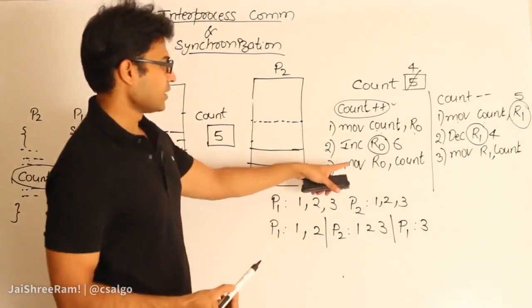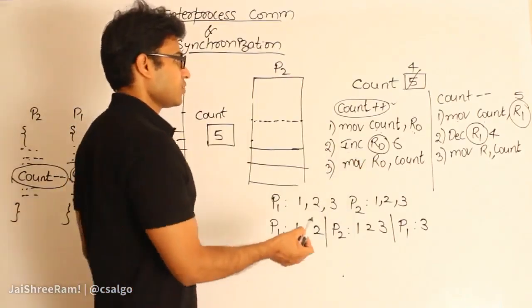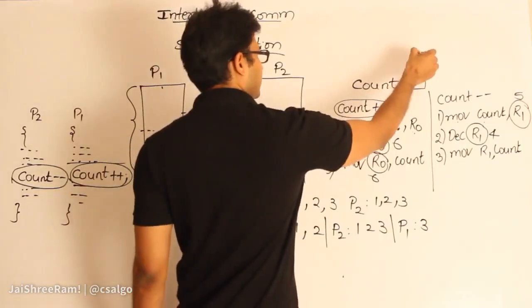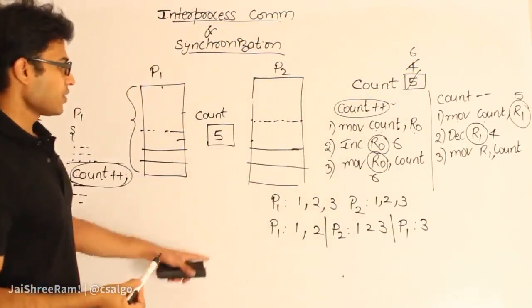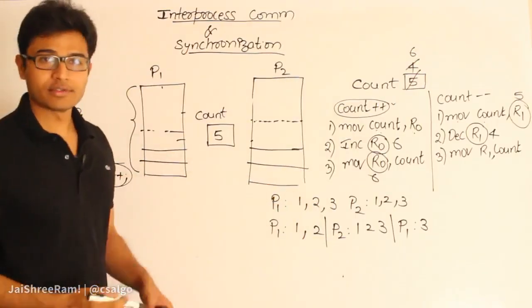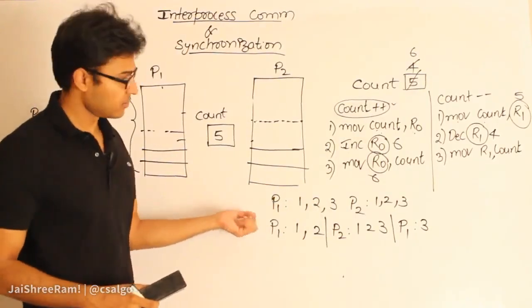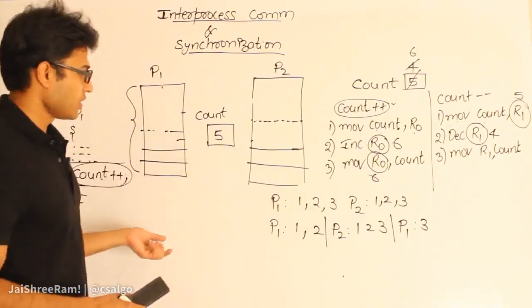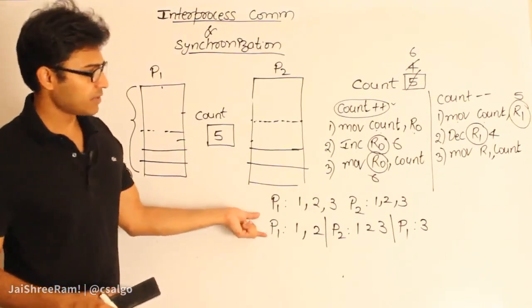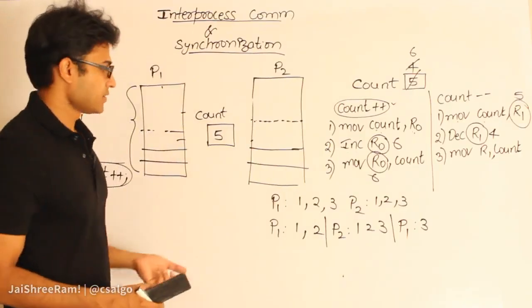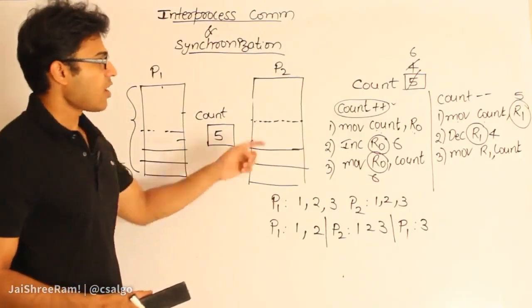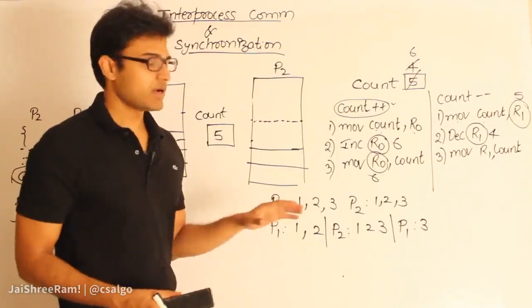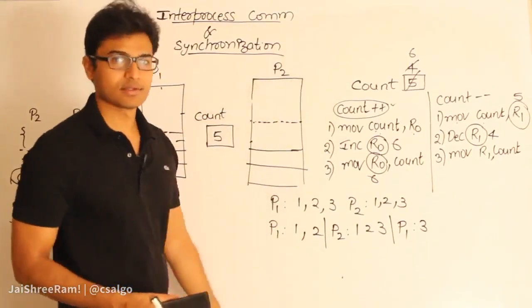So what is it? Move R0 to count, but according to P1, what is the value of R0 now? 6. Therefore 6 will be written, isn't it? Now check that: because of this order of execution, is this order possible? Yes, it is possible, because preemption can happen at any instruction. If there is a chance that this sequence can happen, it will definitely happen in reality, in practice. Therefore, we should handle it. After executing count plus plus and count minus minus, the value of count is supposed to remain at 5, but here the value of count is showing 6, isn't it?